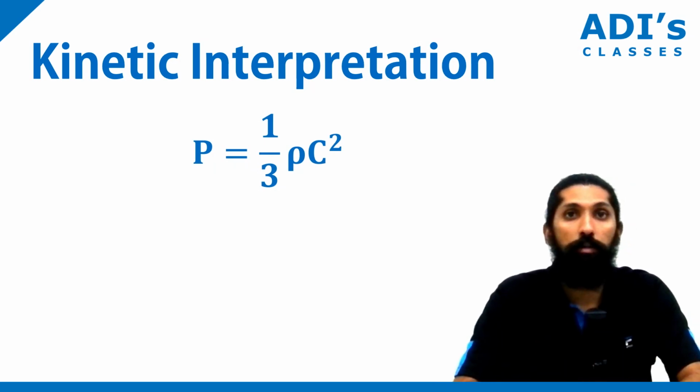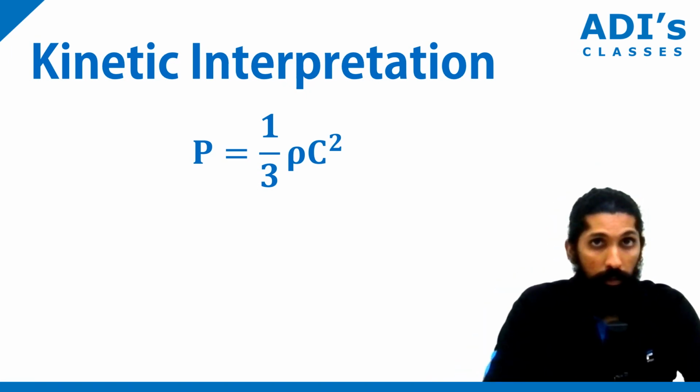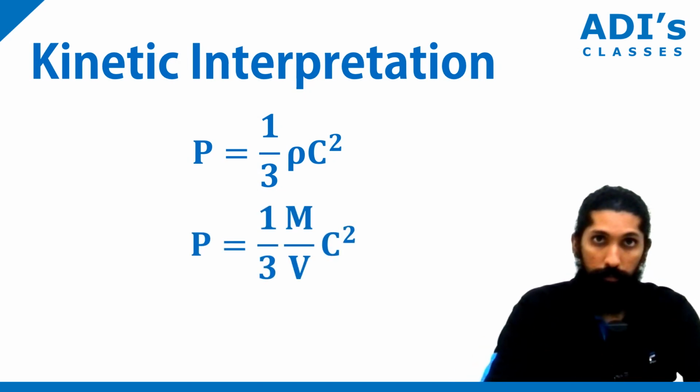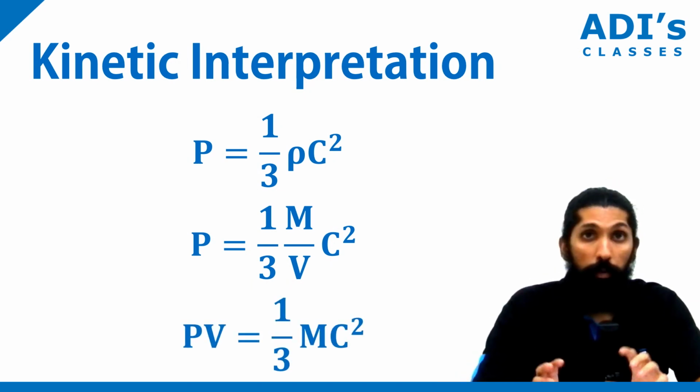Now what do we get? P is equal to 1 by 3 rho into C square. Or the same thing can also be written as what? 1 by 3 into M by V into C square. Now equate these two. That is PV is equal to 1 by 3 MC square. Make sense?